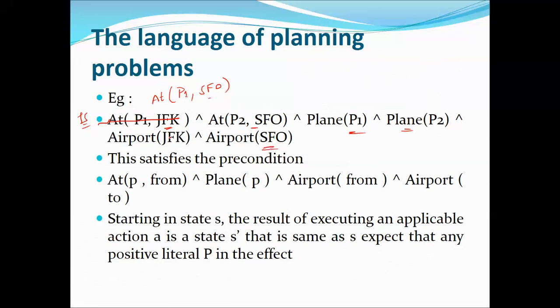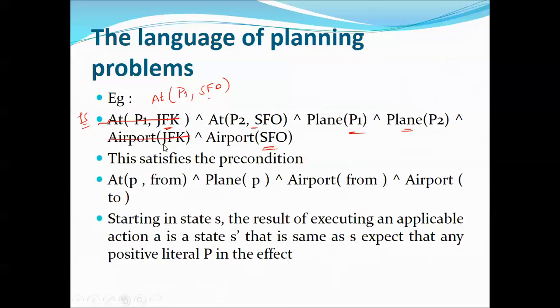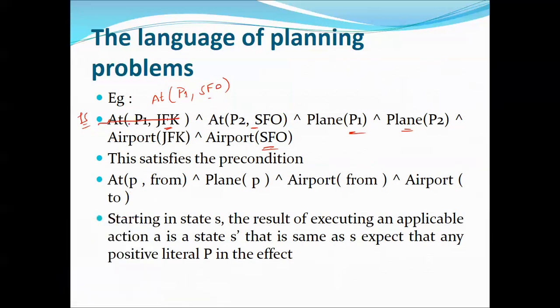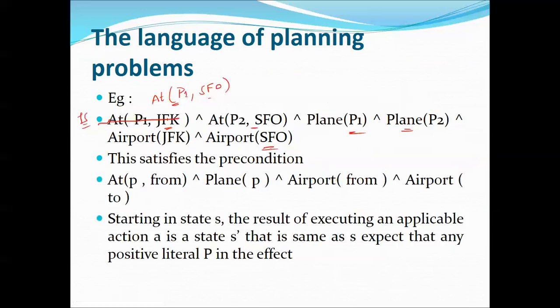Now we need not talk about JFK, because there is no object in JFK. Or if you keep JFK also, no issue, there is nothing wrong in keeping JFK, because as per our original statement, we have JFK. So that is not going to impact our result. After flying, this becomes positive and this becomes negative, so we add this and we remove this. So this is the result you are getting: At(P1, SFO), At(P2, SFO), P1 is a plane, P2 is a plane, JFK is an airport, and SFO is an airport. Right? So this is an example.